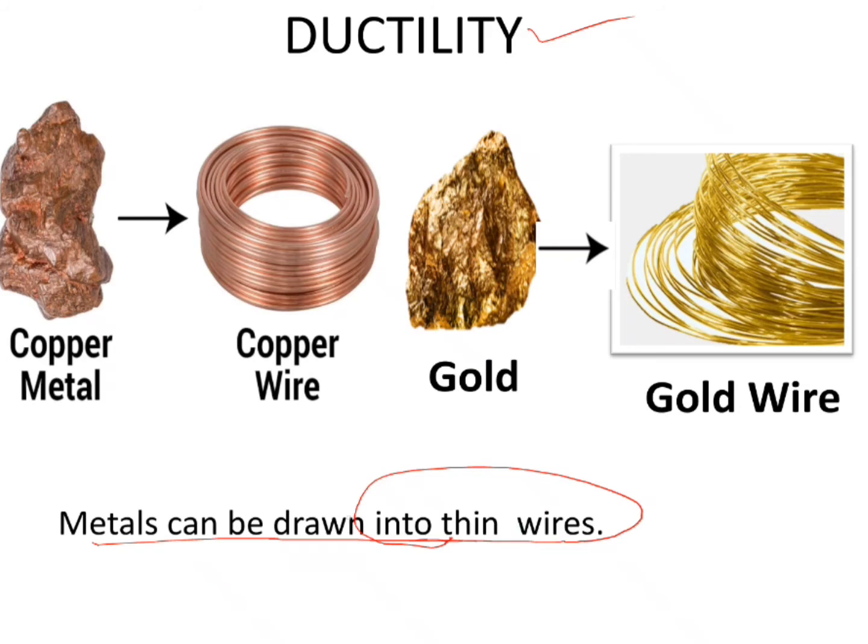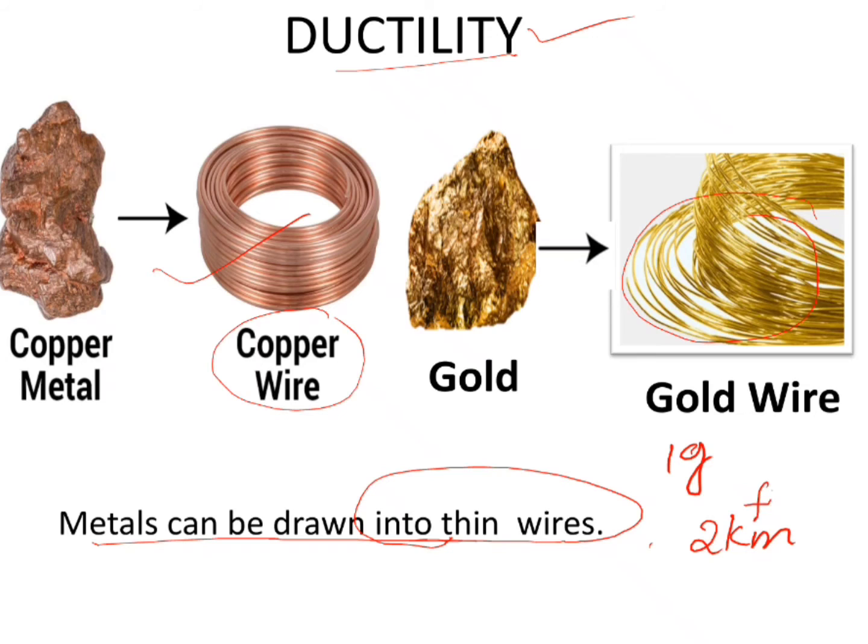The property of a metal where it can be drawn into thin wires is known as ductility. Here you can see copper wires and gold. Just imagine, even 1 gram of gold can be drawn into a wire up to 2 kilometers long. That is how fine and ductile gold is. So gold is both a malleable and ductile metal.